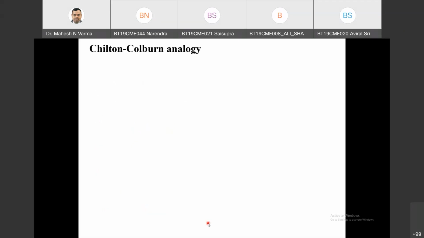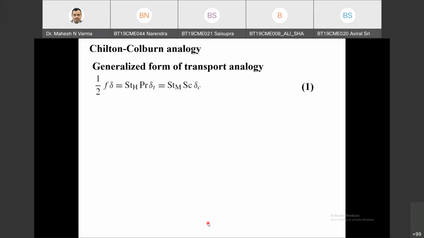Okay. Then secondly, the Chilton-Colburn analogy. Again, same thing. The Chilton-Colburn analogy will also start with the same equation. As I told, this is the 4C equation, as we have discussed a couple of slides back. Any analogy will start with this fundamental equation.